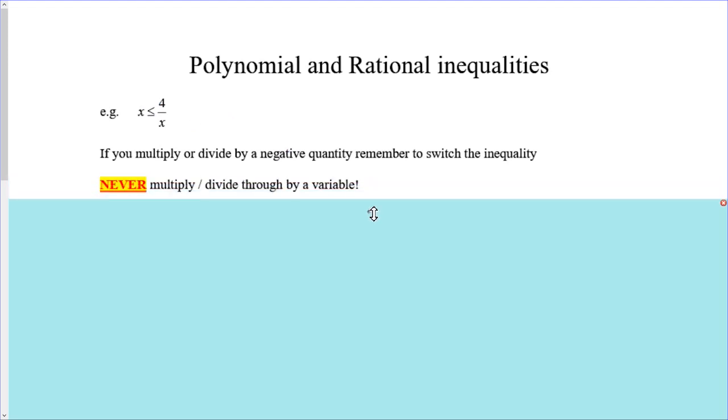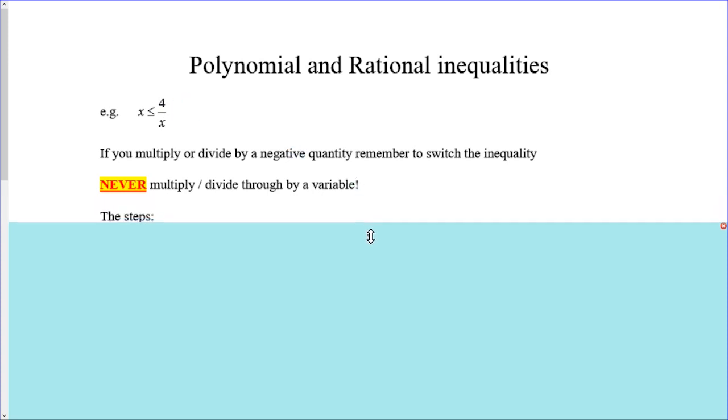Okay, now a golden rule is therefore that we never multiply or divide through by a variable, because for example here, it might be to multiply both sides by x, we don't know if x is positive or negative, and therefore we don't know whether or not we need to reverse the inequality sign. Okay, so let's look at the steps.